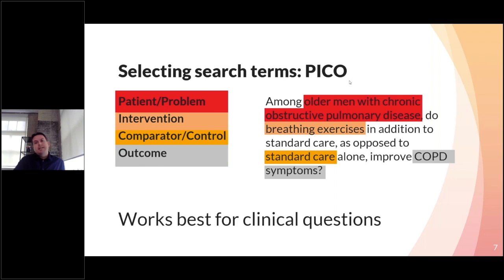So if we look at this long sentence of information that we have, we can narrow this down to patient problem, older men with chronic obstructive pulmonary disease, the intervention we're looking at to deal with this problem, breathing exercises. What we're comparing that to is the standard care for this disease. And the measurable outcome is we want to see improvements in these symptoms. So kind of highlighting these words and isolating the key concepts can help us when we're thinking about what we're actually going to search in a database, and it helps us narrow down on some key terms.